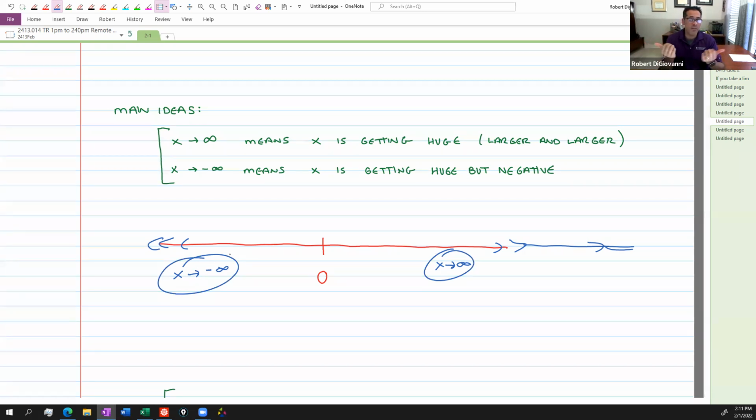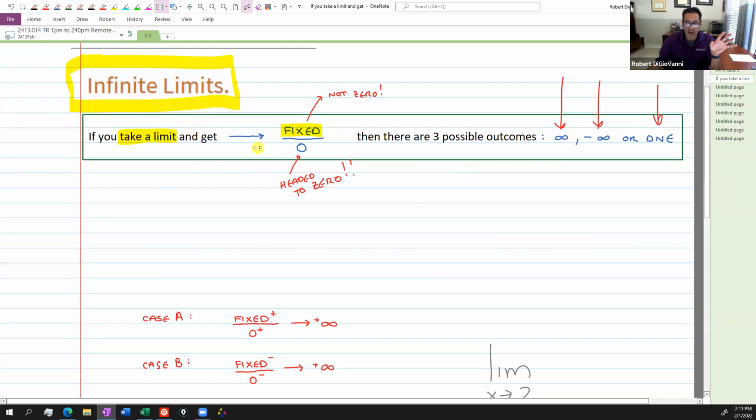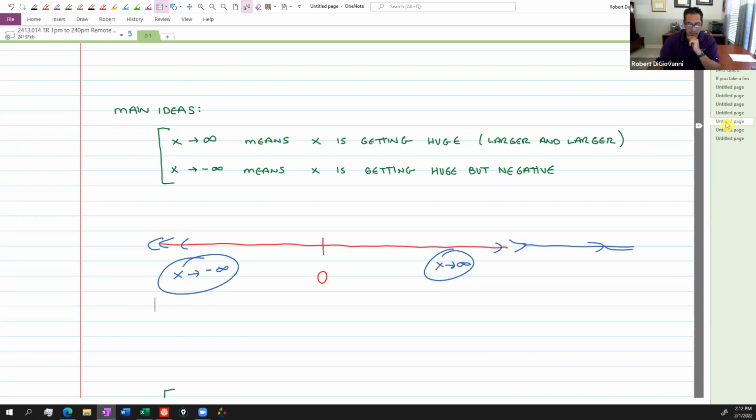You may recall this from college algebra. It had something to do with what we call horizontal asymptotes, and we'll talk about that later. You know how when I started today, I said this is the main idea: fixed over zero gives you three possibilities. That was the main concept from the first part of the session. We do have another main concept for this one.